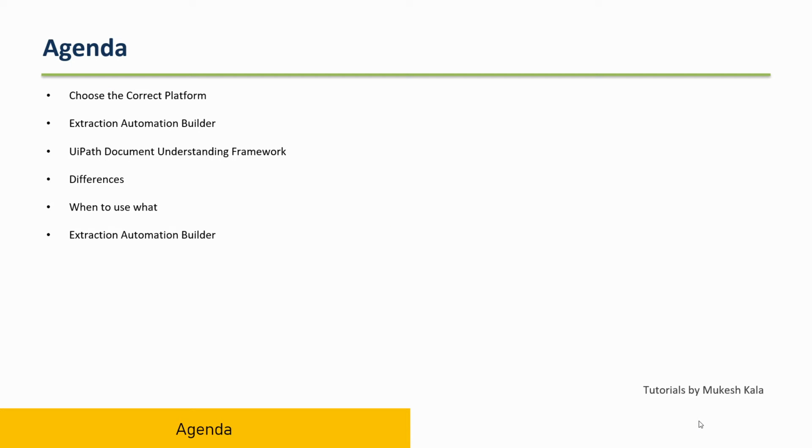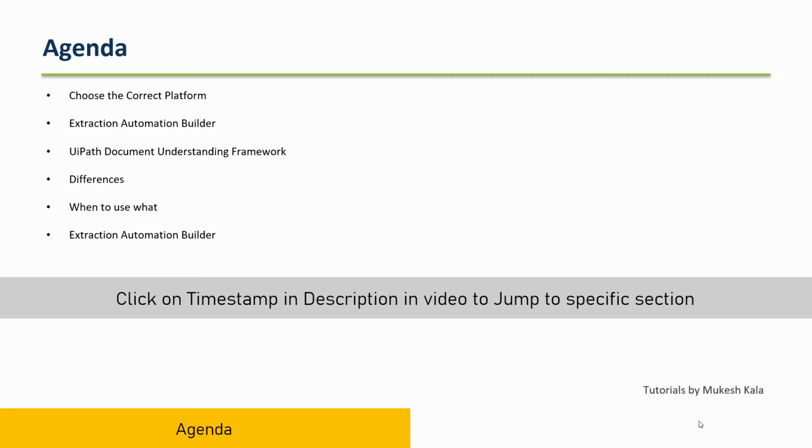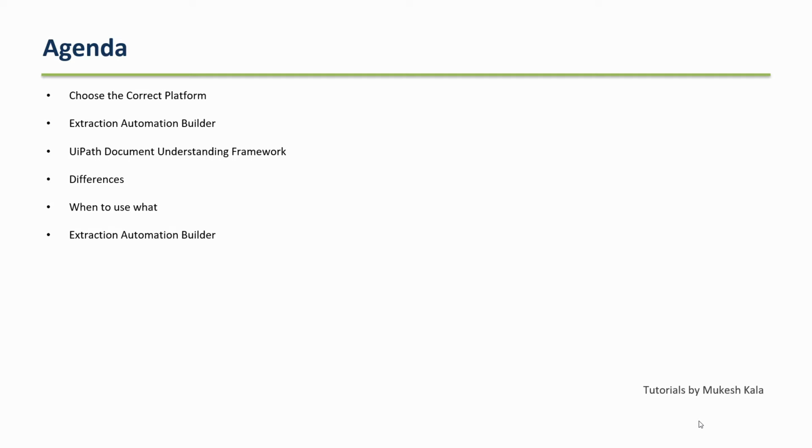We are going to start with choosing the correct platform, that is, which platform you should choose. I'll talk about extraction automation builder and a little bit about UiPath document understanding framework, what is the difference between them, when to use what, and then we will have a demo of the extraction automation builder where we'll try to build a use case with the extraction automation builder. Okay, so this would be our agenda for today.